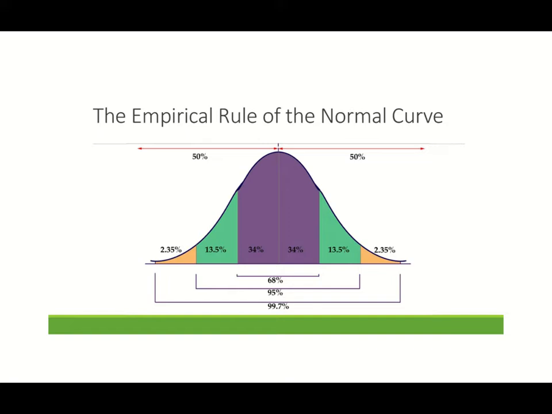Then within 2 standard deviations, 95% of people are going to fall within 2 standard deviations. Here we have on the left side 34 plus 13.5, and we have that on the right as well. And then within 3 standard deviations, we have 99.7% of people falling within 3 standard deviations. We leave that little room on the outside because we can always have those outliers that fall further than those 3 standard deviations. So have this written down. We're going to be using this moving forward.